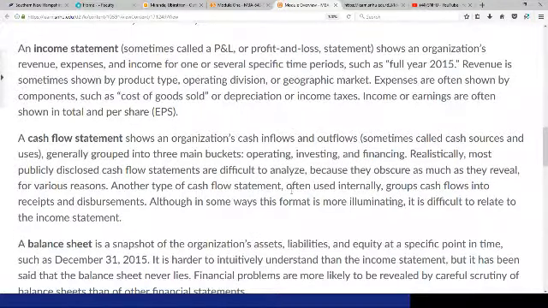An income statement, sometimes called a P&L, or profit and loss statement, shows an organization's revenue, expenses, and income for one or several specific time periods, such as full year 2015. Revenue is sometimes shown by product type, operating division, or geographic market. Expenses are often shown by components such as cost of goods sold, depreciation, or income taxes. Income or earnings are often shown in total or per share, EPS.